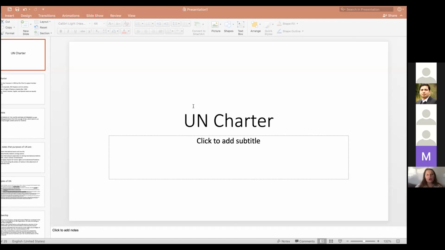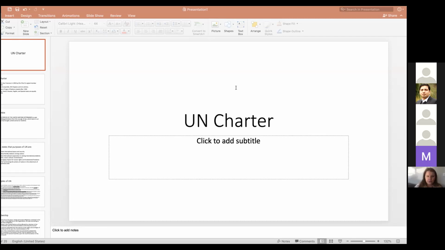The UN Charter establishes the purposes, governing structure, and principal organs of the UN. The UN Charter was signed in San Francisco in 1945 by 50 of the 51 original member countries.